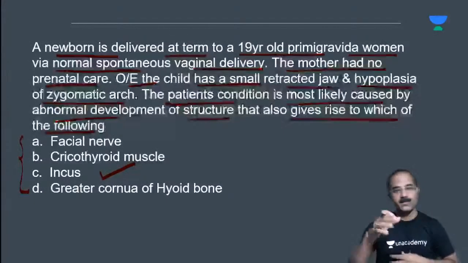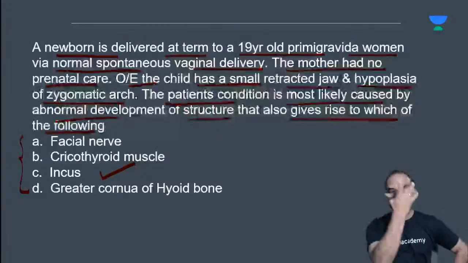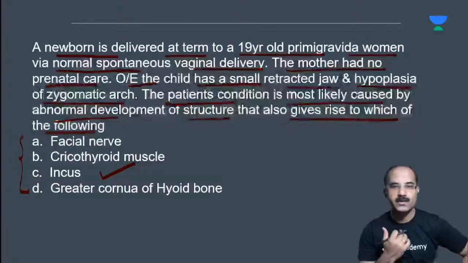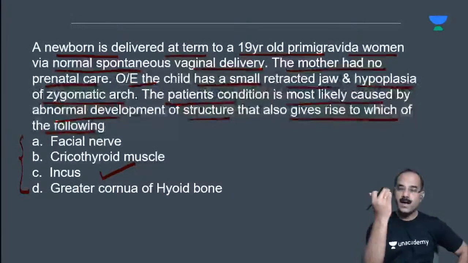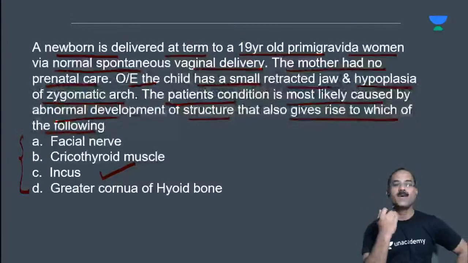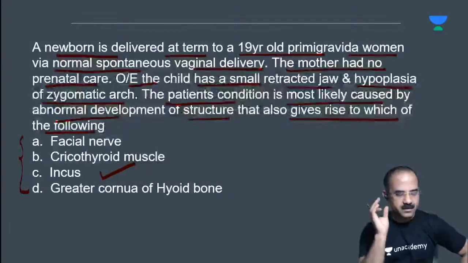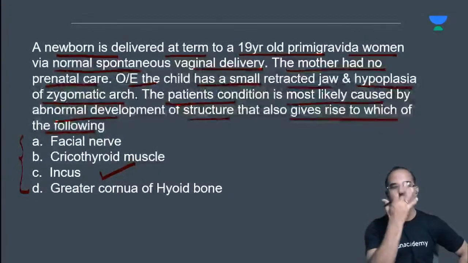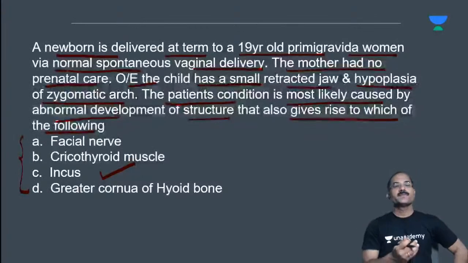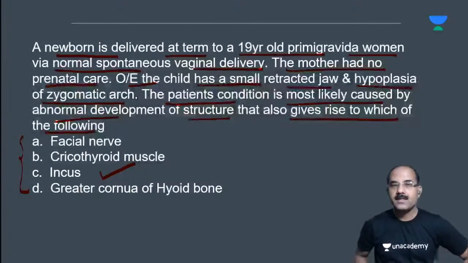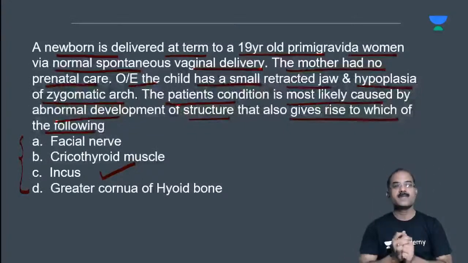What is derived from the second pharyngeal arch? The muscles of facial expression, the posterior belly of digastric, the stylohyoid, and the stapedius. These are derived from the second pharyngeal arch. The styloid process and the stylohyoid and stylomandibular ligaments are also derived from the second pharyngeal arch.